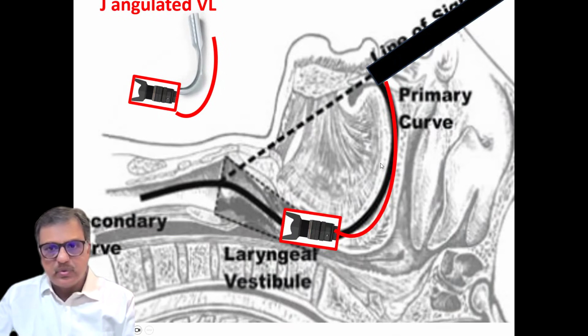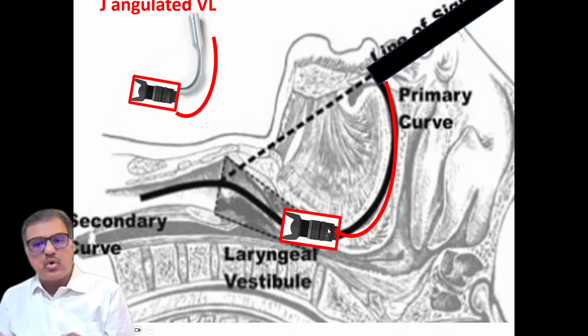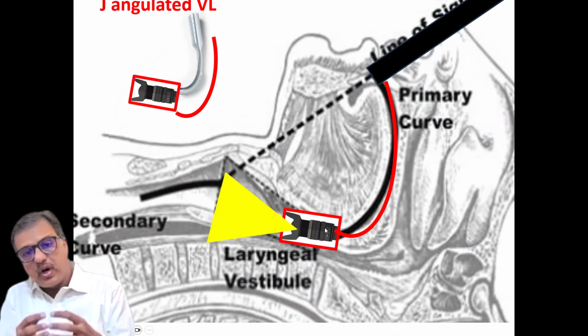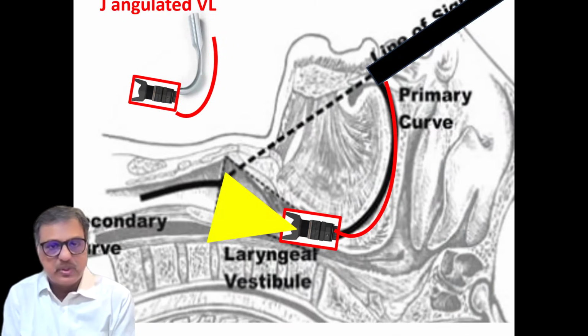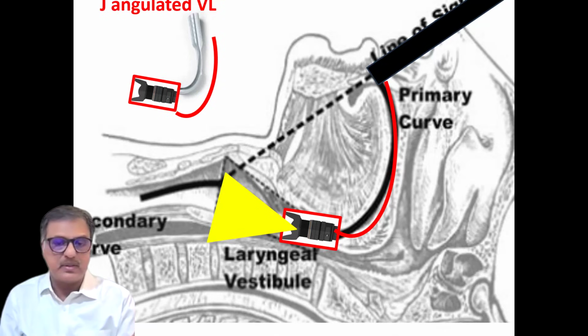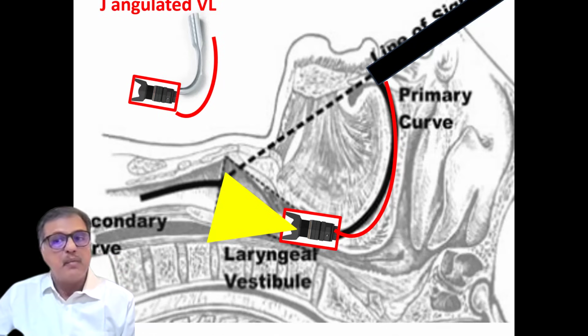When it's in situ, the camera takes the position on the proximal part of the line joining the primary curve and secondary curve, so it's looking from far from the larynx. And that's the reason we get the panoramic view. That's the advantage of using this type of blade, because the camera takes the position on the proximal part of the line joining the primary and secondary curve, and it's looking at the larynx from much farther from the laryngeal area.